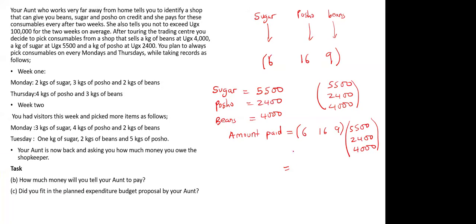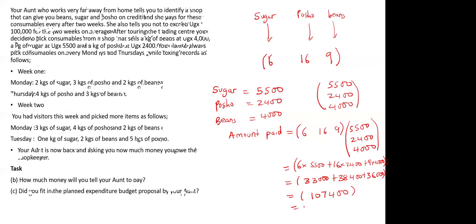So now I put my matrix: 6 times 5500 plus 16 times 2400 plus 9 times 4,000. You are going to notice that here you'll get your answers. This is 33,000, then 38,400, then plus 36,000. When you add, you get the total. Since they used UGX, here you use UGX 107,400. So you have got the total directly from your matrix.